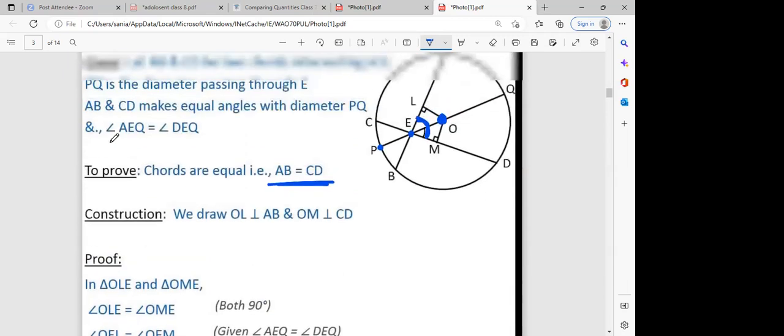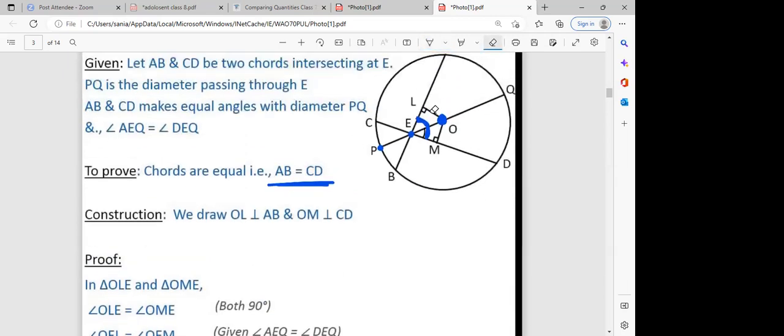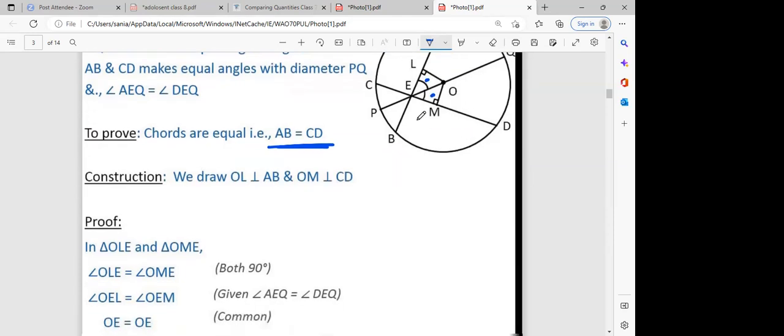So what are you going to prove? Now you have this triangle, this small triangle. Can you see it? And then this triangle. Clear? Now you have to prove that this triangle is equal to this triangle. So let's just start. First of all, OLE is a triangle, and OME is a triangle. So over here, angles OLE and OME, they both are 90 degrees. So it is equal.